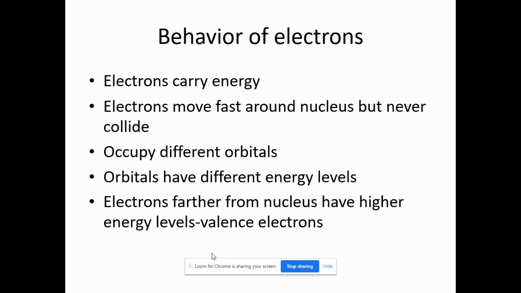All right, so let's talk a little bit more about electrons. So electrons carry energy. All right, the electrons are moving fast around the nucleus, but they never collide. They're kind of going within these different orbitals, and those orbitals have different energy levels. All right, and the orbitals that are further away from the nucleus have higher energy levels, and those electrons that are in those outer energy levels are called valence electrons.